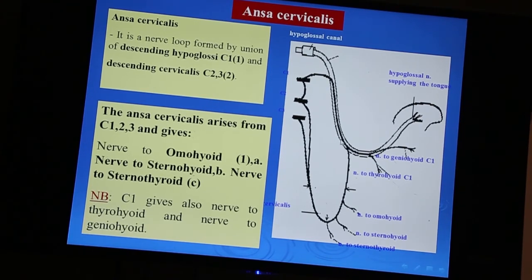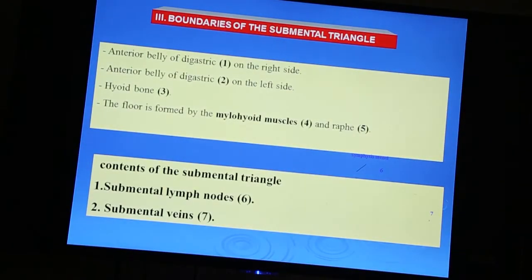Hypoglossal is one of the cranial nerves. The ansa cervicalis arises from the first, second, and third cervical nerves, and it gives nerve to omohyoid, nerve to sternohyoid, and nerve to sternothyroid muscles. C1 also gives nerve to thyrohyoid and nerve to geniohyoid muscles. That is the ansa cervicalis.